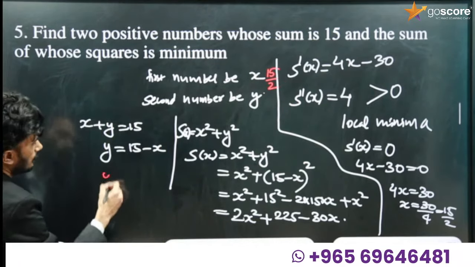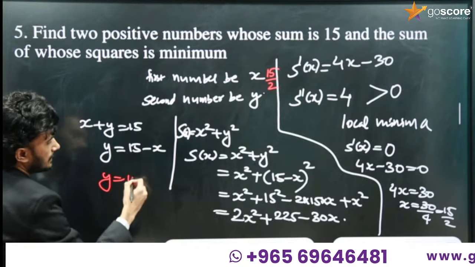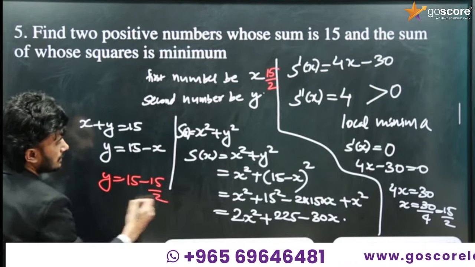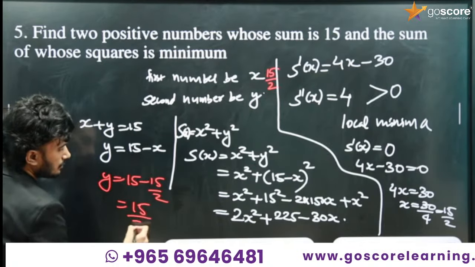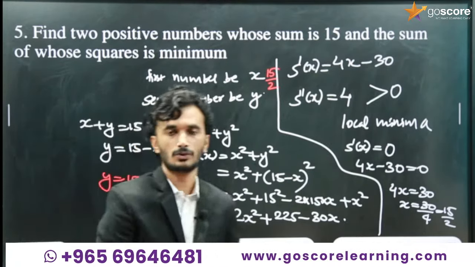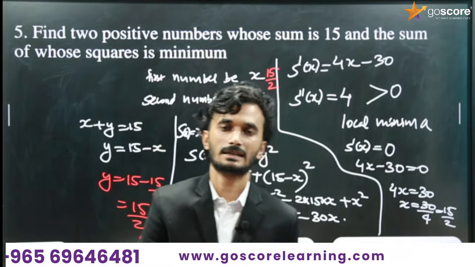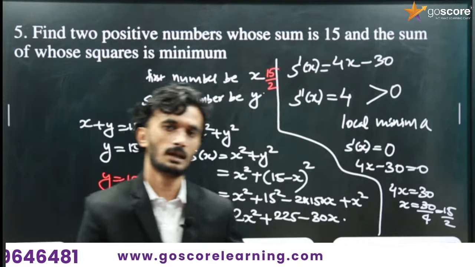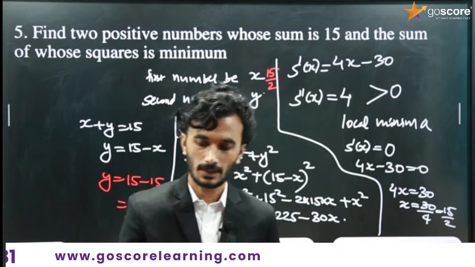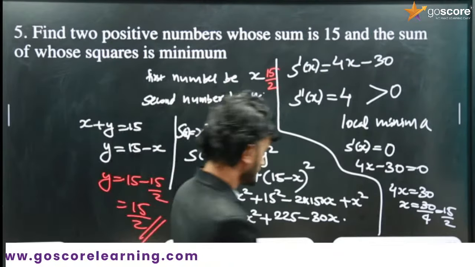y is equal to 15 minus x. So 15 minus 15 by 2 is again 15 by 2. So these are the two numbers: the first number is 15 by 2, and the second number is again 15 by 2. So we can discuss the last question.